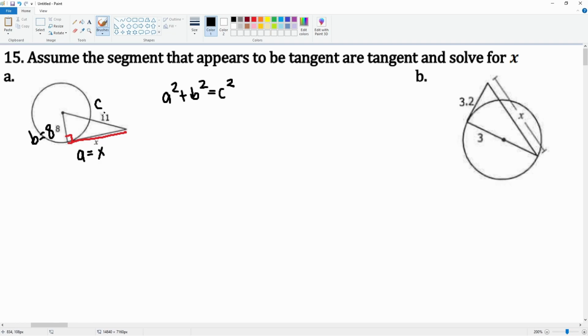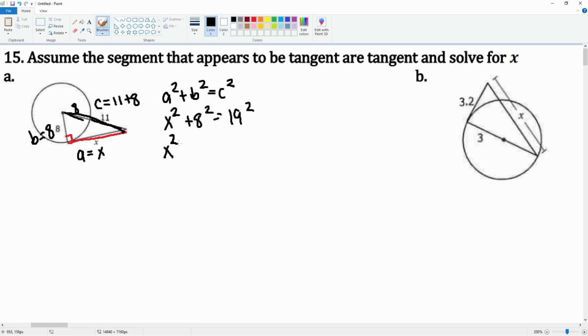Our C though, what is that? C is equal to, this part is 11, but this part is 8. So C is 11 plus 8. Okay, so A is x squared, then B squared is 8 squared, then C squared is going to be 19 squared, because the whole thing here is 8 plus 11.